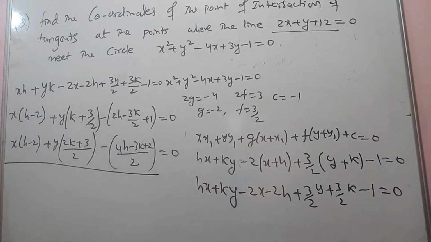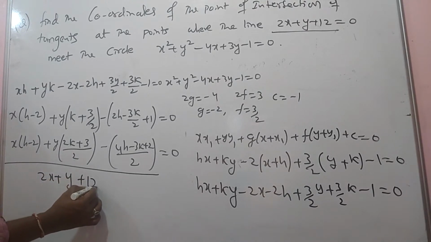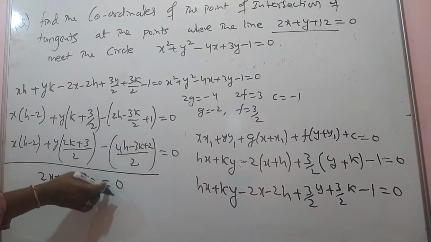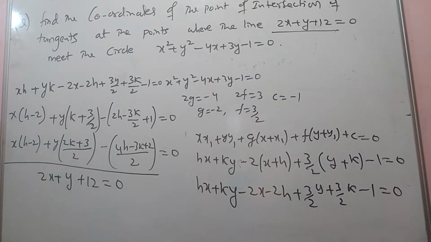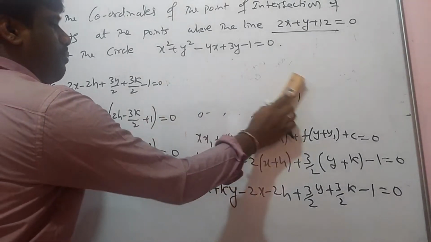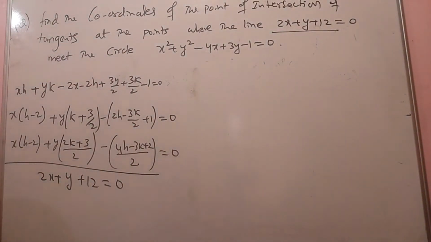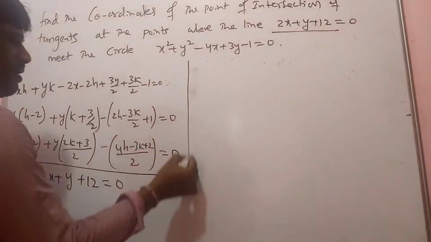But what is the given chord of contact? What is given in the question? That is 2x plus y plus 12 is equal to 0. We have to compare these both. Then we have to find the h and k values. That is all we are doing. The method is this only. There is nothing wrong in the method. The method is correct. We are not getting the answer properly, maybe because some mistake will be there.